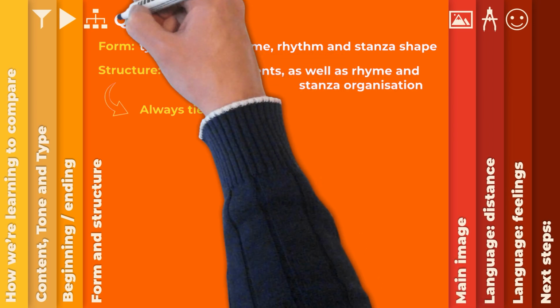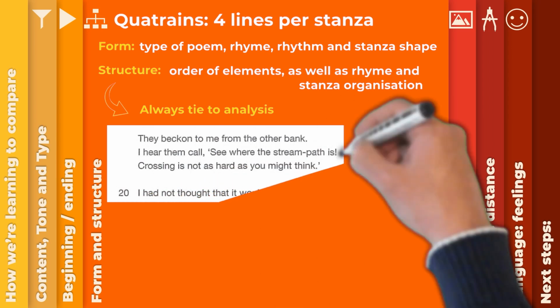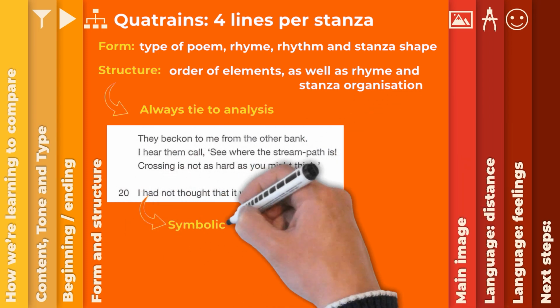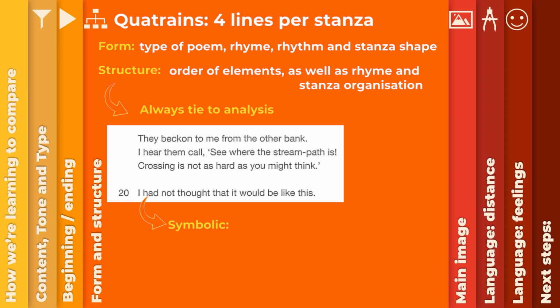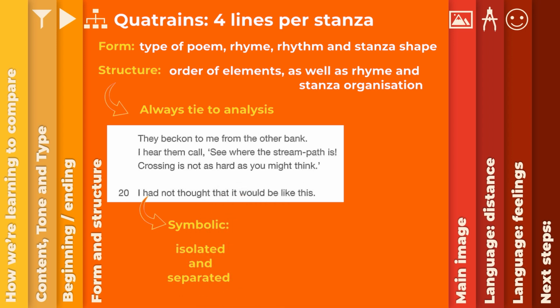When we look at Eden Rock, what becomes immediately apparent is that Causley uses a quatrain structure for most of the poem, but the line, all on its own at the end, is used symbolically. It's isolated, separated, just as he is isolated and separated from his parents.